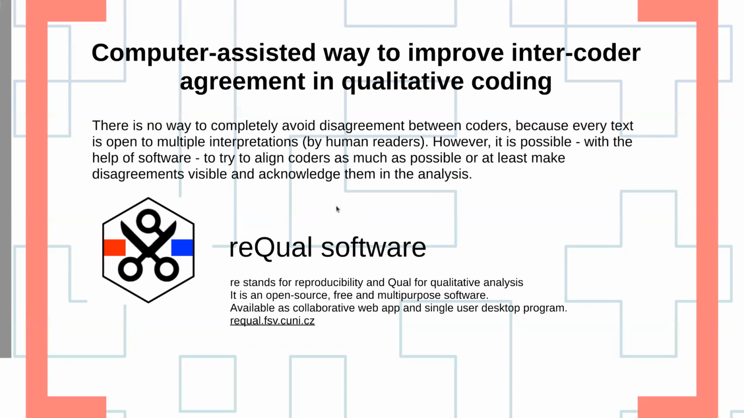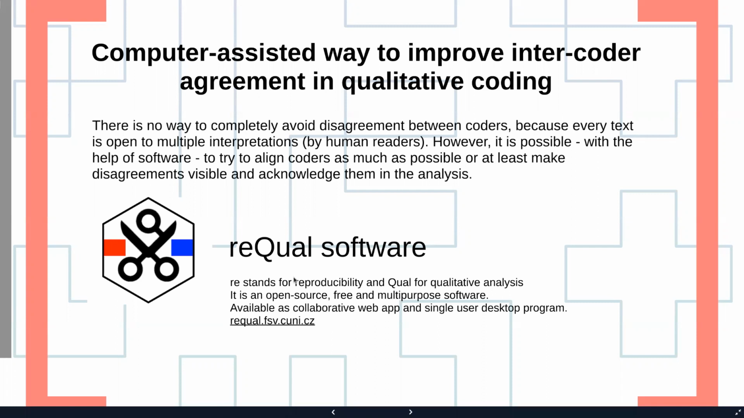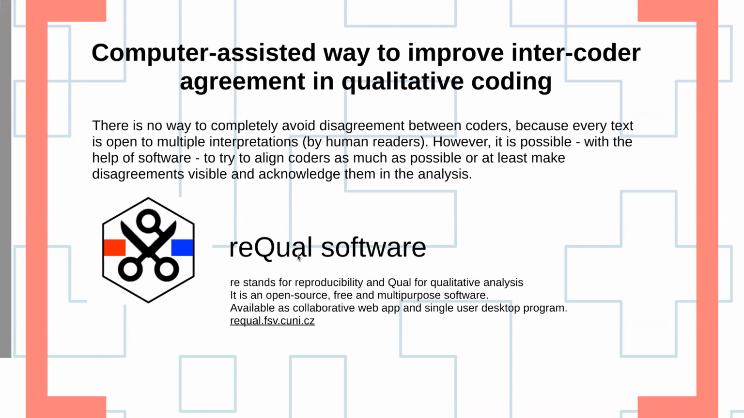This is also a result that could be obtained by using this software. So this is reQual software, and re stands for reproducibility, and qual is qualitative analysis. So it's reproducible qualitative analysis, which is our aim, but we are just trying to experiment with possibilities for how to make qualitative coding more reproducible, how to cope with the problem of intercoder disagreement, which is so pervasive in qualitative coding.